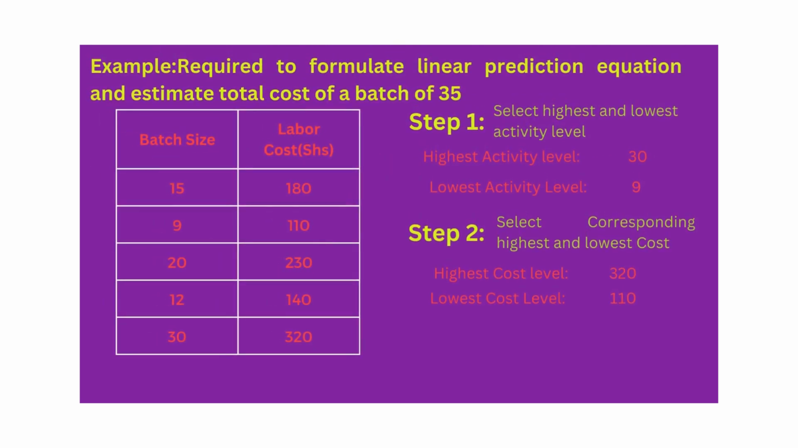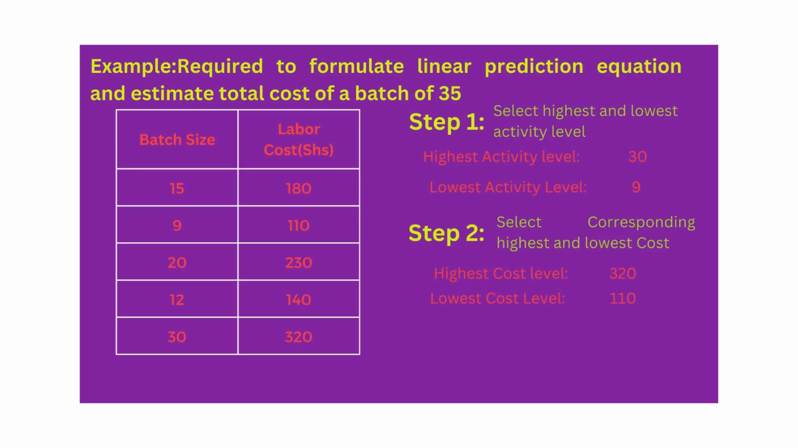Let's apply the high-low method in an example, which I think you can see on your screen. So we have a table which has the batch size and also has the labor cost in shillings. So we can see the batch size and the corresponding cost of labor. We'll be doing this step by step.